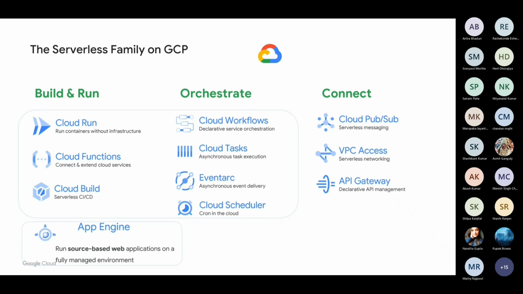So these are some of the serverless family of Google Cloud. For building and running applications, we have Cloud Build for serverless CI/CD integrations. Then we have Cloud Functions and Cloud Run for running our applications. Cloud Functions is for running direct code, and Cloud Run is for running containers. For orchestration, we have Cloud Workflows for managing our workflows. We'll be talking about this later, I guess.